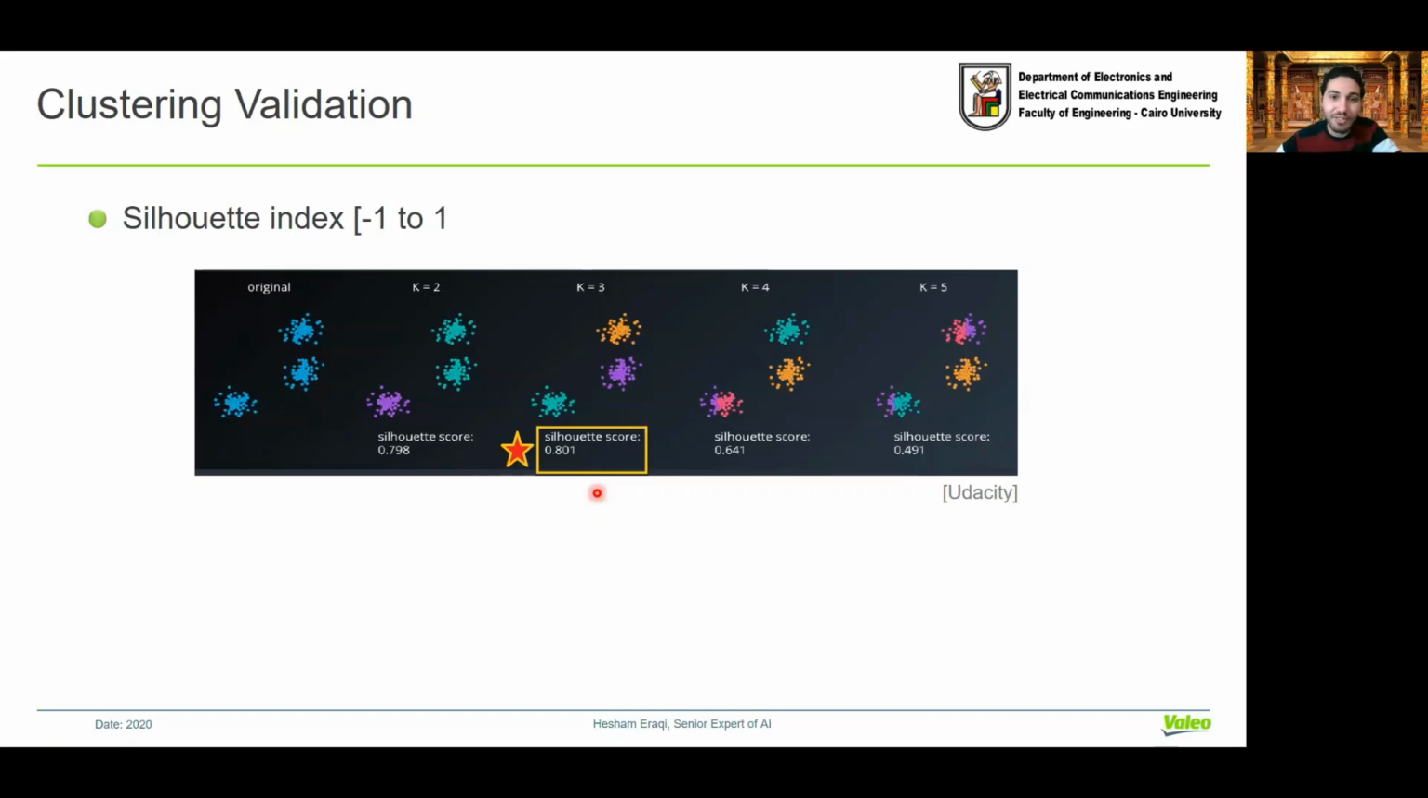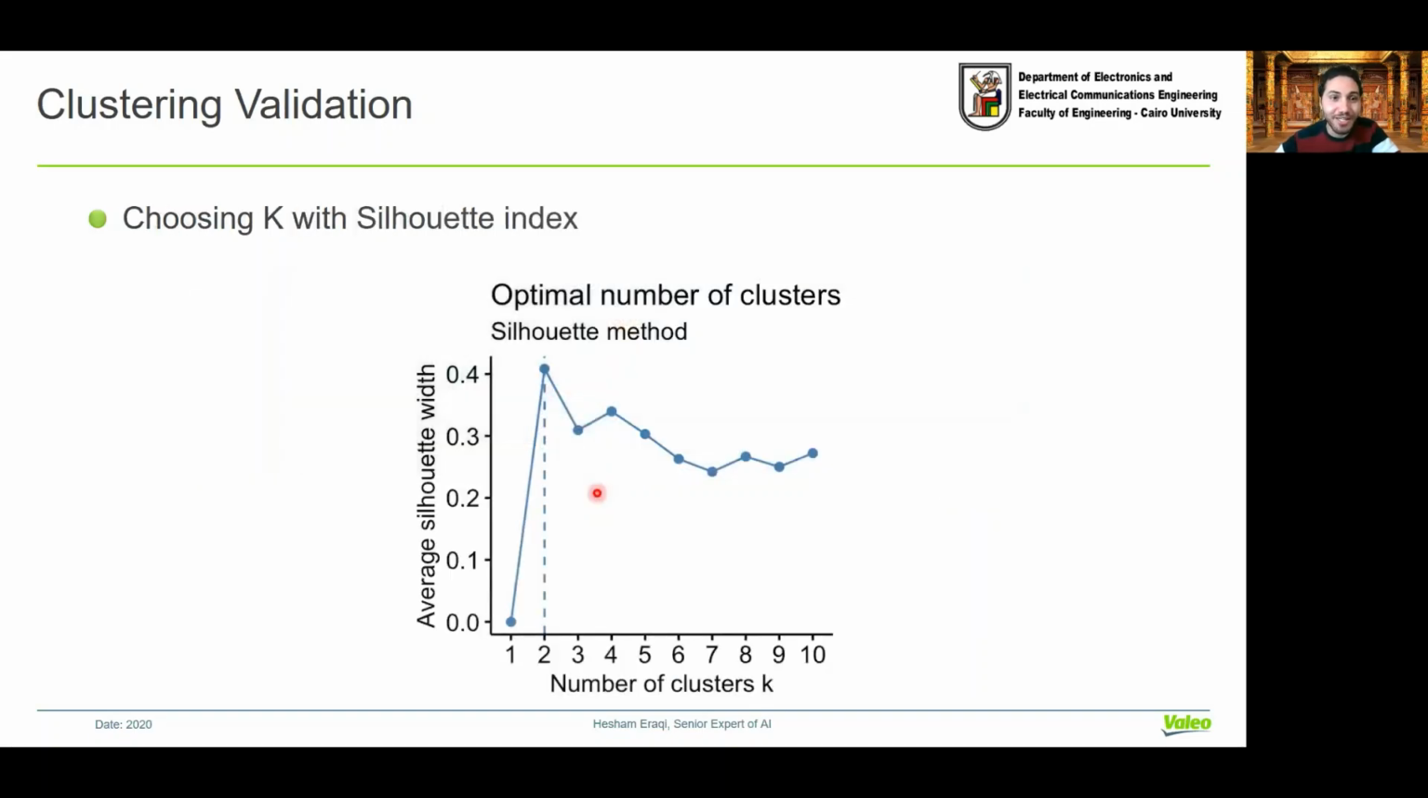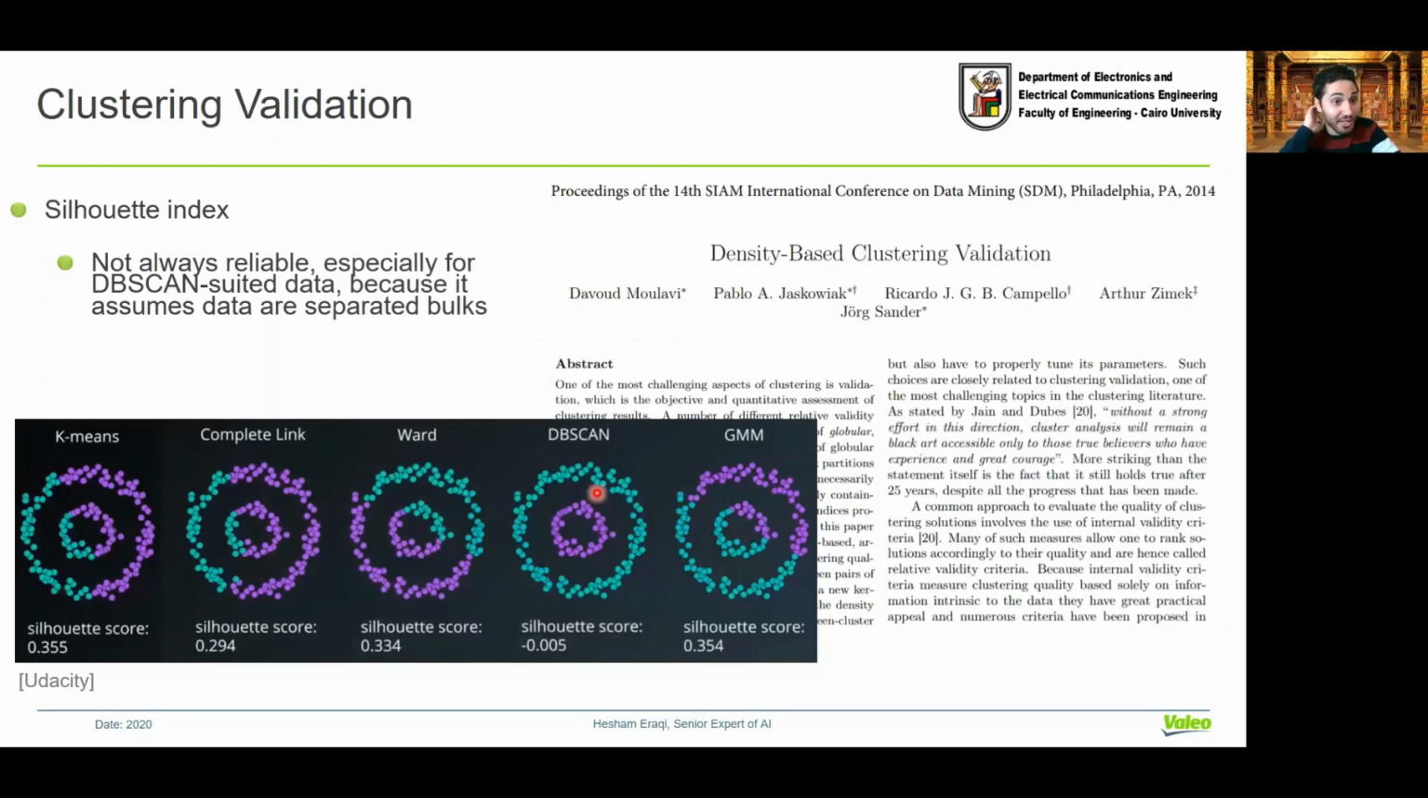But again, you shouldn't trust it 100%, because it is not always reliable. For example, in this case, I run different clustering techniques, complete link, Ward, DBSCAN, GMM, k-means on the same data, and it seems that DBSCAN is the best, while its silhouette score is the worst, actually. So again, it's something that is helpful, but it is not always reliable to rely on it.